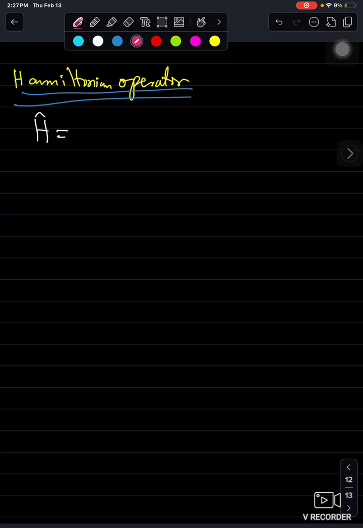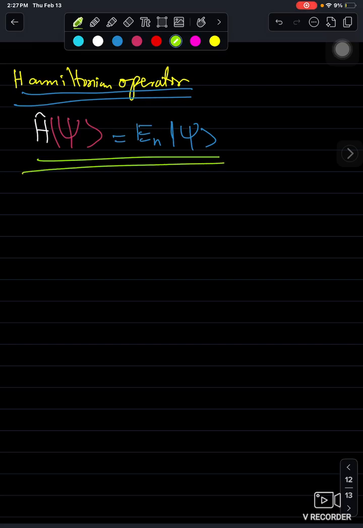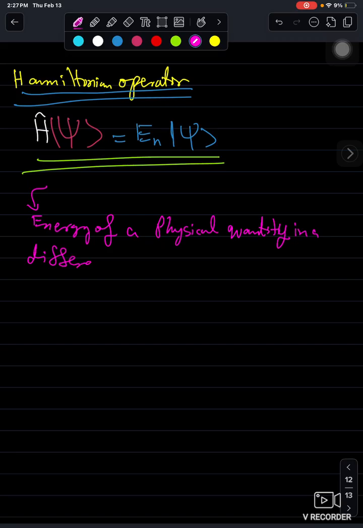If I want to write the Hamiltonian operator, it will be like this, and it acts upon the wave function, and so we get E_n times the wave function. This gives the energy of a physical quantity in a different situation, because it depends on the situation. In some situations it will be different, and in some it will be different.